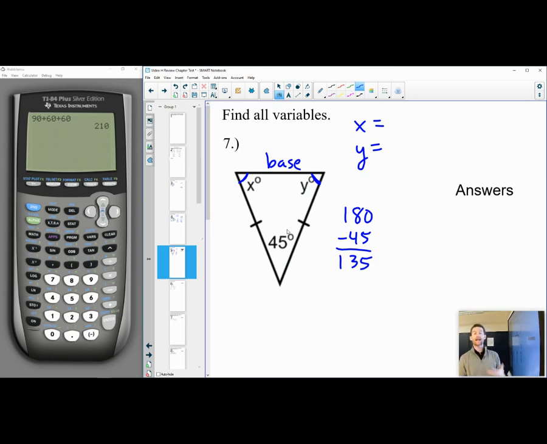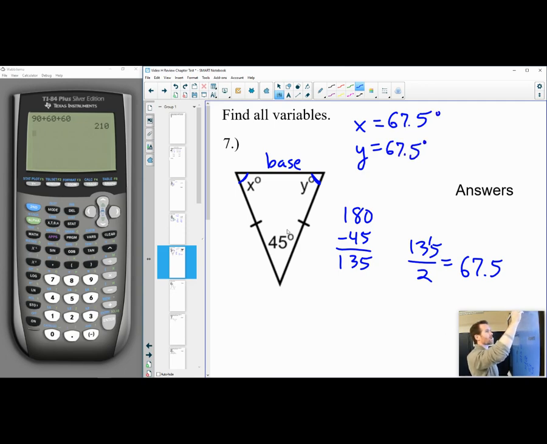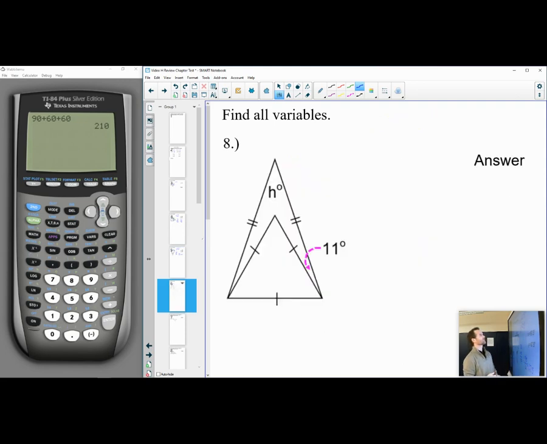And since X and Y are congruent, we can take that 135 and cut it in half. We can divide by 2. We can only divide if our two parts are congruent, if the two parts are equal, and they are here. We divide that by 2, that becomes 6, carry the 1, 7.5, so 67.5. And that's actually going to be for both of them, 67.5 degrees. We could put it in the diagram if we want, but we don't need to. Check the answer, 67.5. Excellent.